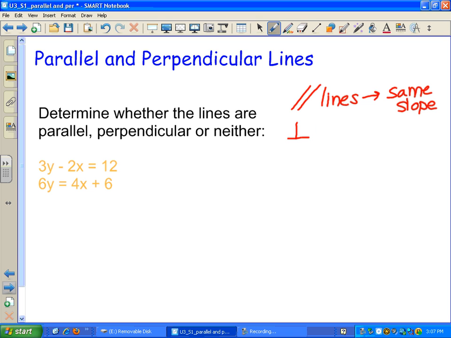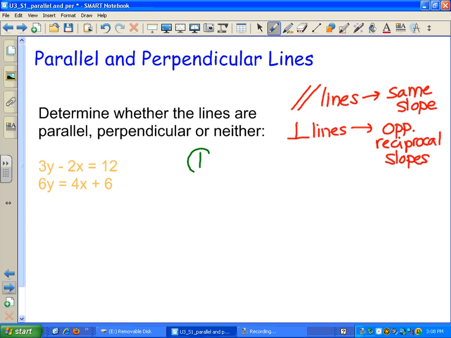If lines are perpendicular, we know that the slopes are opposite and reciprocals. So opposite reciprocal slopes. So if I give you two equations, and we have to determine if they're parallel, perpendicular, or neither, and when I say neither, it means they're not parallel and they're not perpendicular. So if I give you two equations, 3y minus 2x equals 12, and 6y equals 4x plus 6, I want to find if these lines are parallel, perpendicular, or neither.